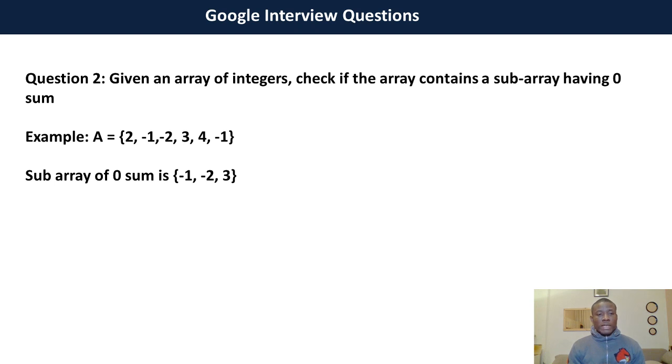Alright, the question goes this way. Given an array of integers, check if the array contains a subarray having zero sum. Okay, so let's take an array A is equal to 2, -1, -2, 3, 4, -1.